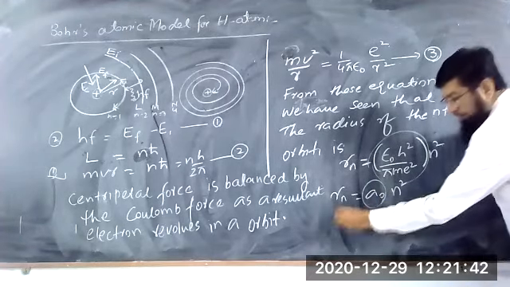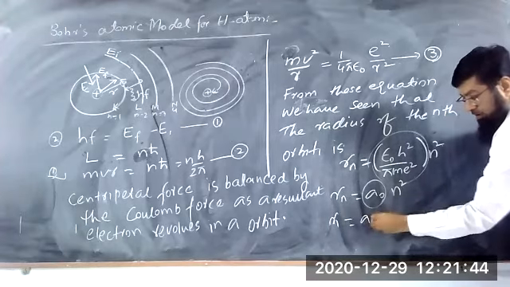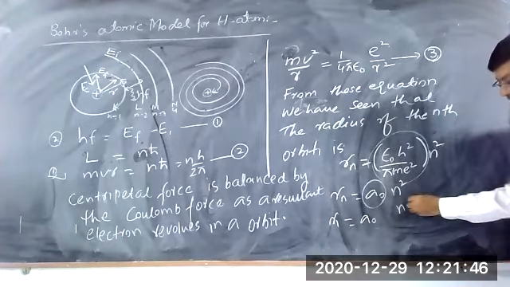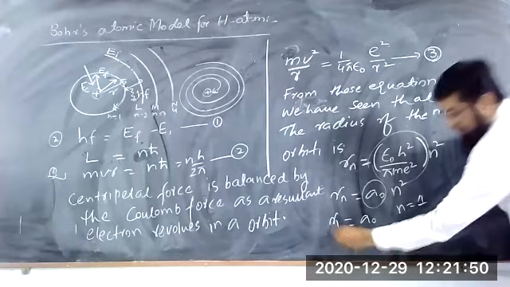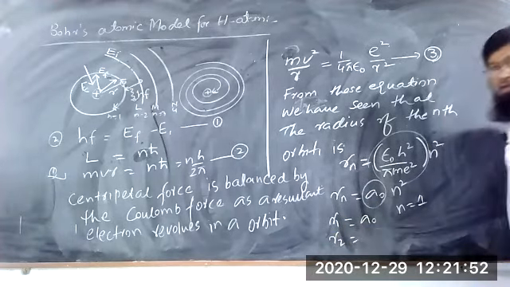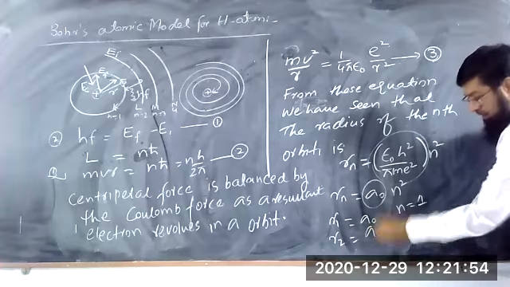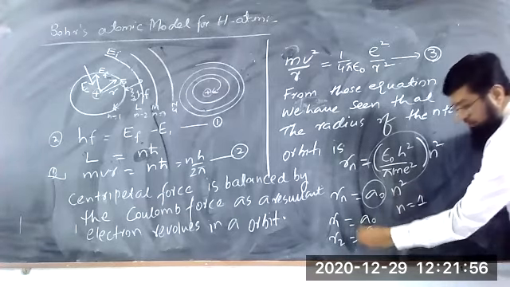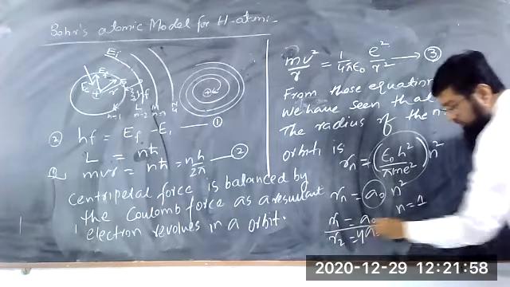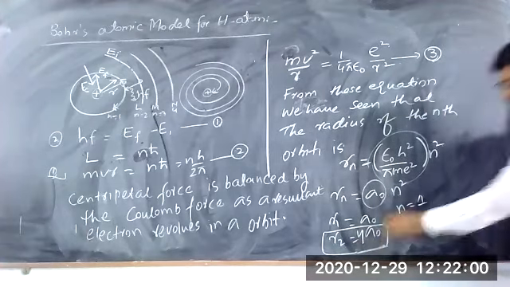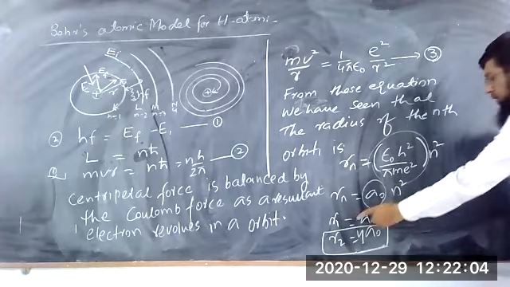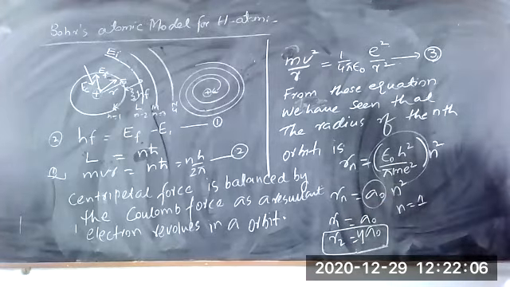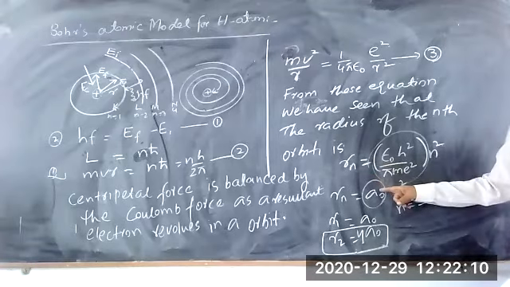So for n is equal to 1, R1 is equal to a naught, because n is equal to 1. For R2, the radius of the second orbit is equal to a naught into 2 square, and the square of 2 is equal to 4. So R2 is equal to 4 a naught, and R1 is equal to a naught. So this is the way to calculate the radius.